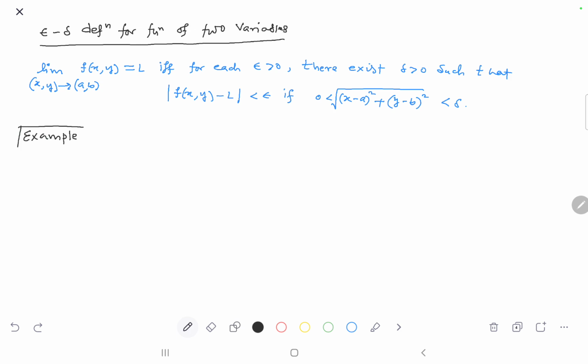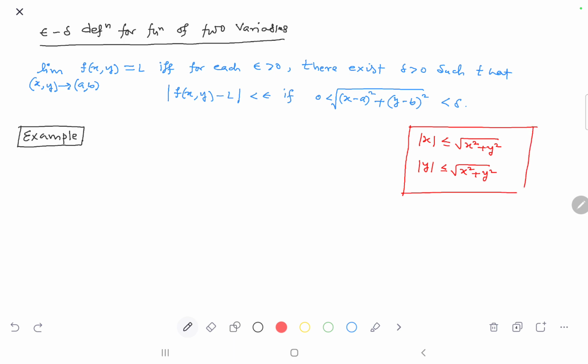We will use some inequality here. So before doing the example, let me tell you a standard inequality. Let me write it here, in the box. You can always use: absolute value of x is always less than or equal to square root of x square plus y square. Okay, Mayan? Very useful inequality. We are going to use this here.